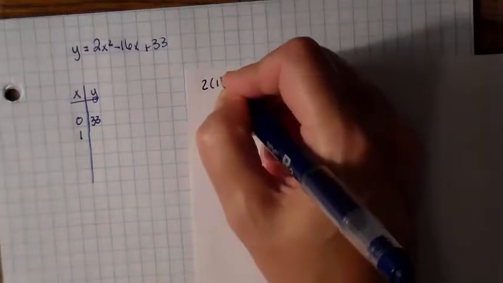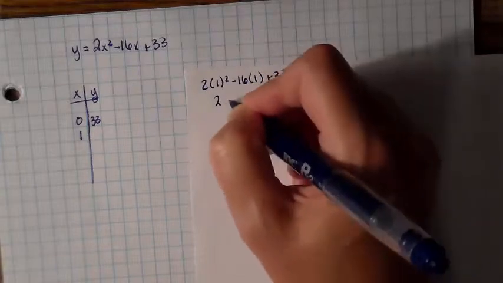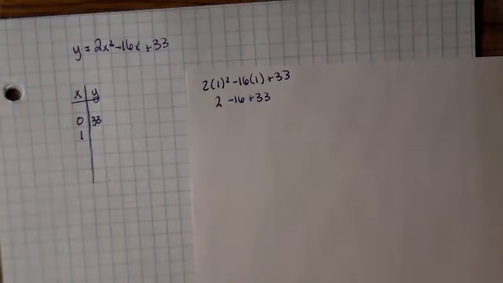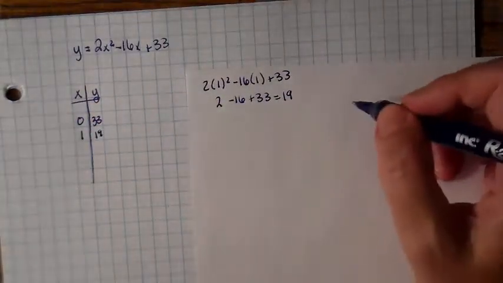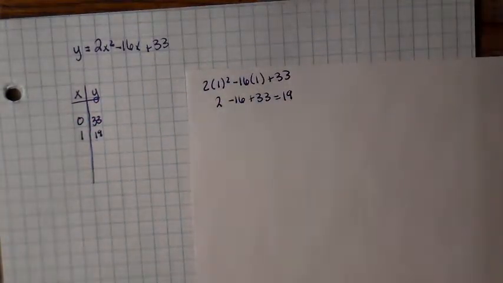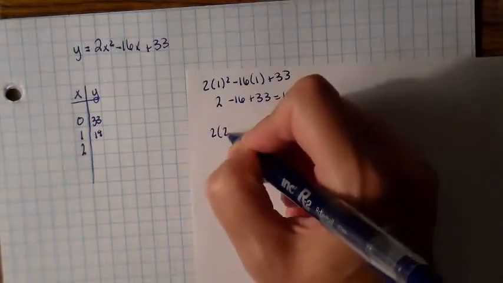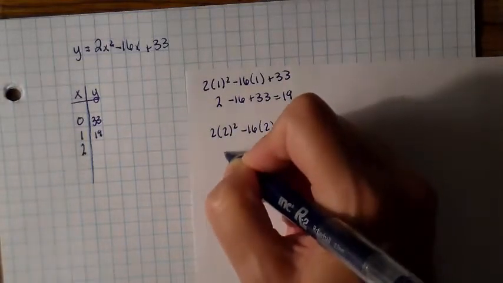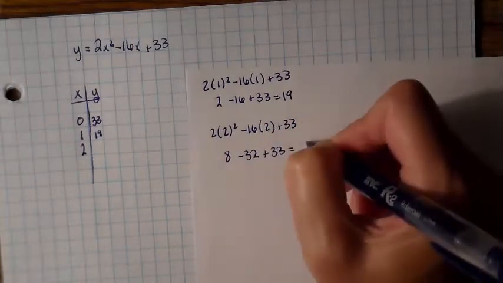I will get 2 times 1 squared minus 16 times 1 plus 33. That's 2 minus 16 plus 33, which is 19. So I can tell you right now I'm kind of going down as I go across. So I'll plug in 2, and I get 2 times 2 squared minus 16 times 2 plus 33. So that's 2 times 4 is 8, minus 32 plus 33. So that's 9.